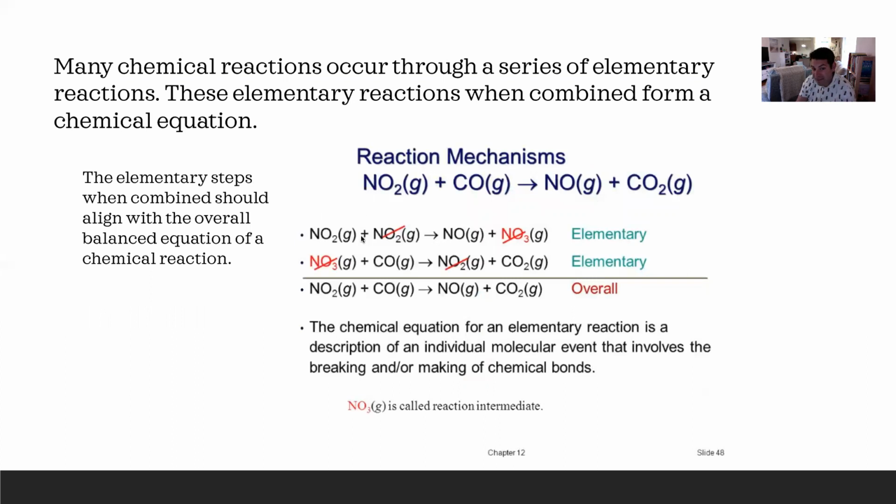If we have the elementary steps written out, the elementary steps, when combined, should align with the overall balanced equation of a chemical reaction. All right. So what we end up seeing is the NO2s, the excess NO2s get canceled out. The NO3 is an intermediate that gets crossed out, right? And in the end, our reaction is NO2 plus CO yielding NO plus CO2, all right? So this is the reaction we're looking at.